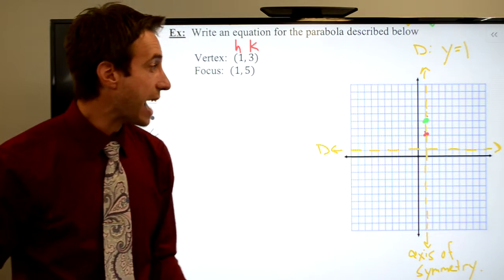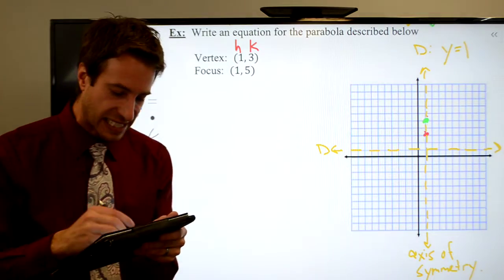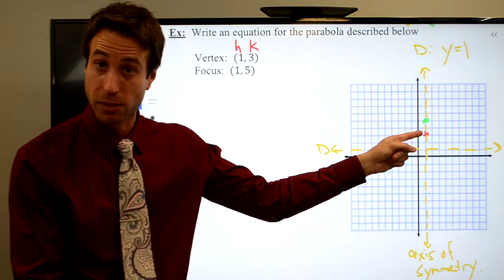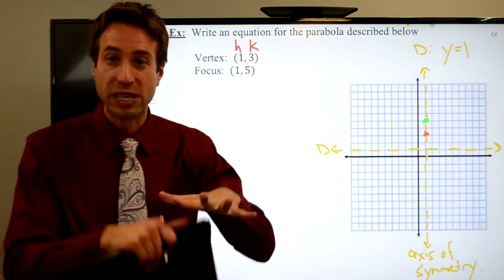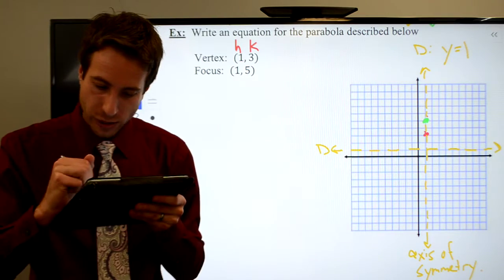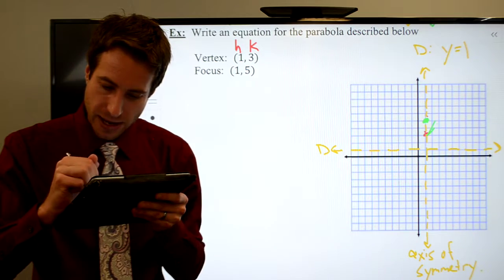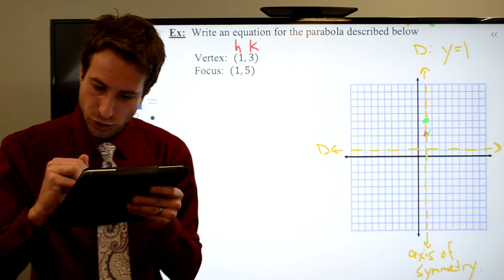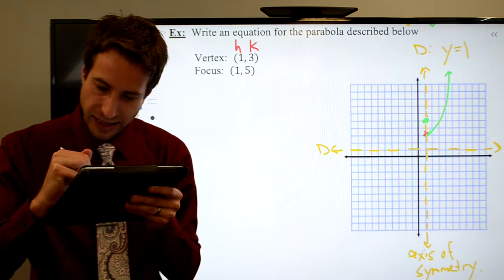And again, remember, the way that these work is the parabola must go through the vertex. It opens around the focus and away from the directrix. So we just quickly sketch in a nice little parabola right here. It doesn't have to be perfect. We'll just throw that in there kind of like that.